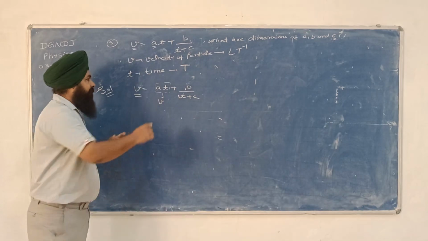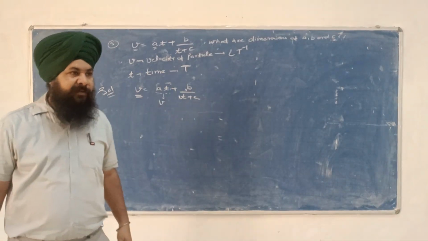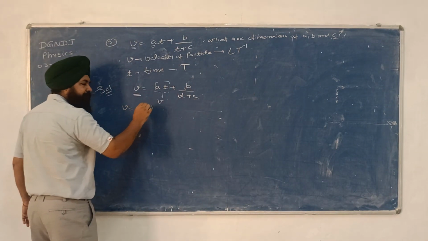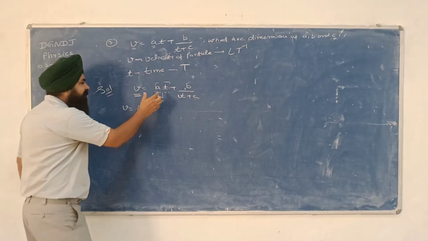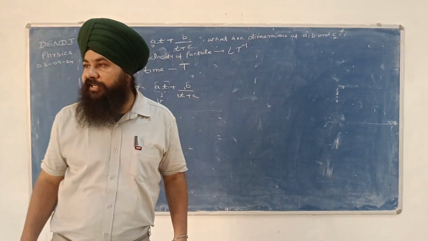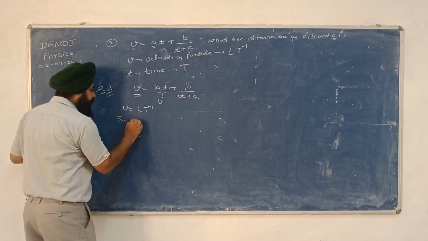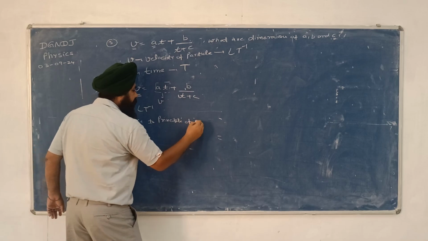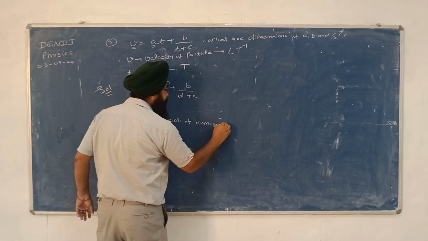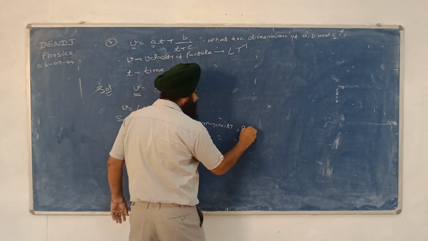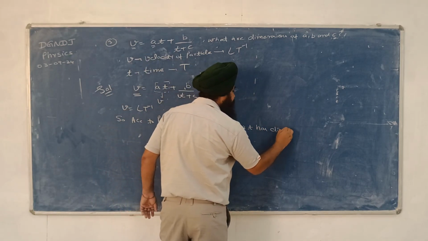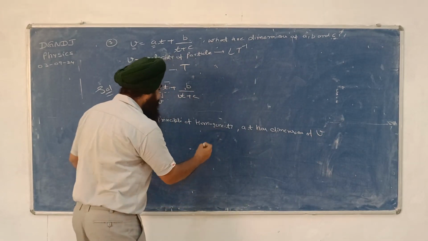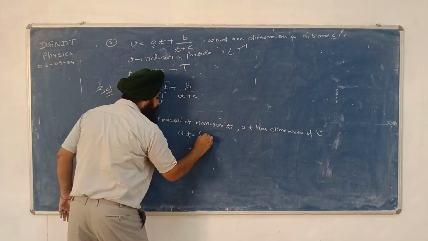It means this AT has the dimensions of velocity. Are you getting my point? Now see, this V is equal to LT minus 1. It means this AT has the dimensions of velocity. So I will write here, according to principle of homogeneity, AT has dimensions of V, velocity. So I will write here AT is equal to V.